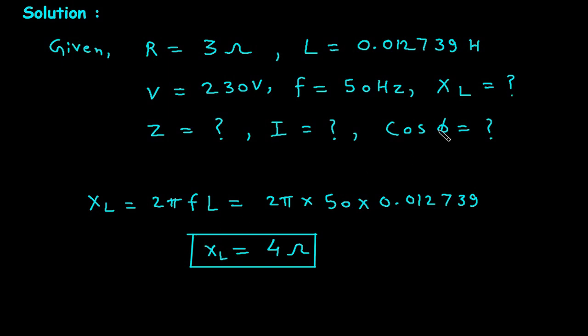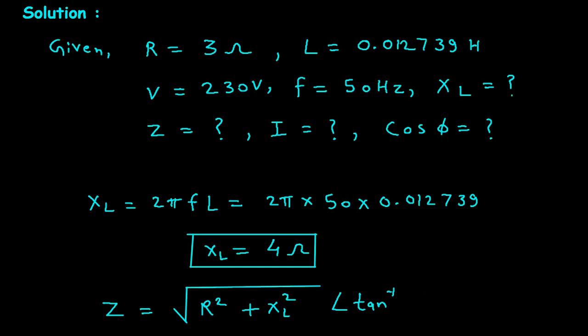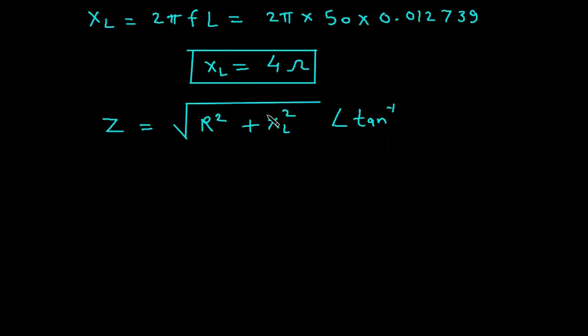Then next we have to find Z. Z is the impedance. Impedance Z is equal to under root of R square plus XL square at an angle of tan inverse of XL by R.